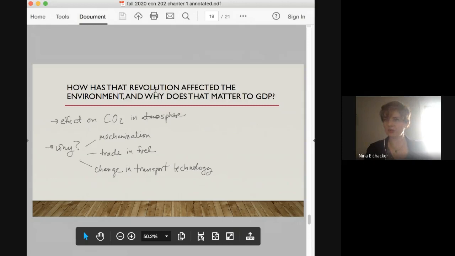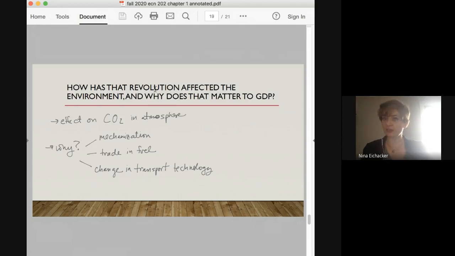Now, why does this all matter to GDP? Why do we care about the effect of emissions? Or why do we care about the effect of growth on the environment? Think about this as you approach your readings, and we'll take some time to talk about it 2 Wednesdays into the semester.